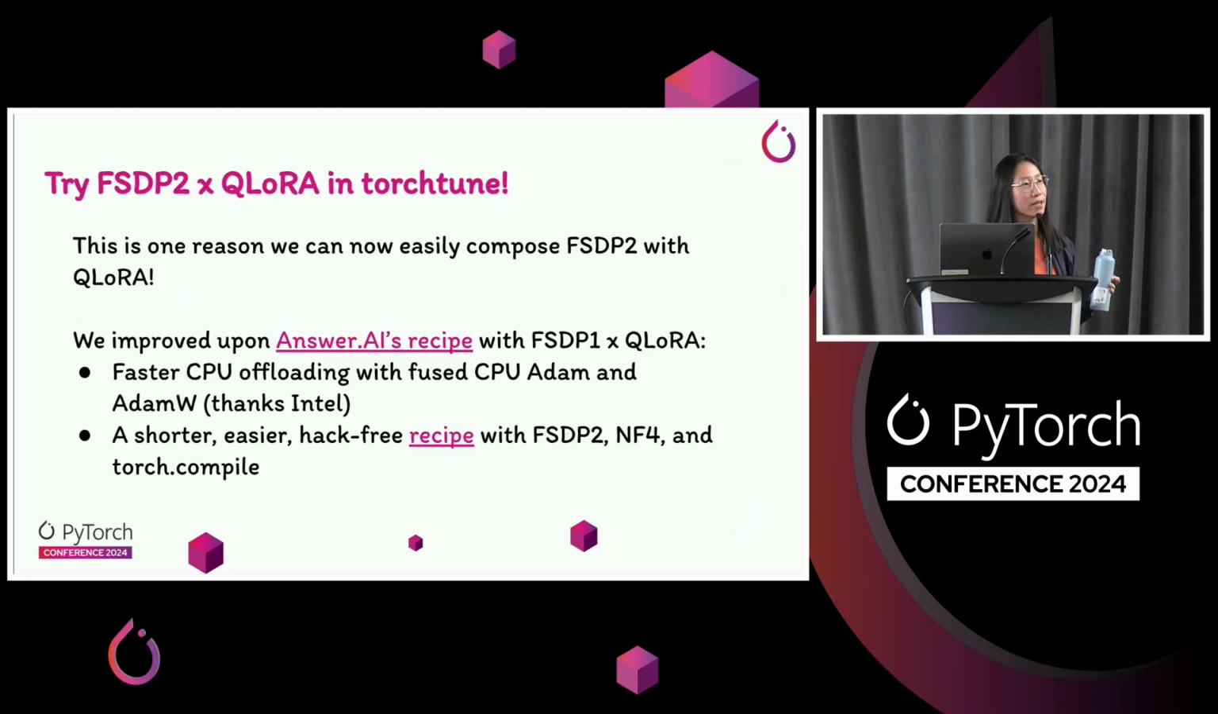And yeah, this is one pro that has allowed us to easily compose FSDP2 with QLoRA. So it's not to say this hasn't been done before. Answer.ai actually went ahead and hacked around FSDP1, really put their heads through a lot of work and made it work. We were like, that's really impressive, but let's actually do something about this so that it's easier and more hack-free and shorter to write a recipe. And we did. Thanks to the FSDP2 people and Wei, there is now a torchtune recipe that you can try out that composes FSDP2, NF4, and torch compile all in one recipe.